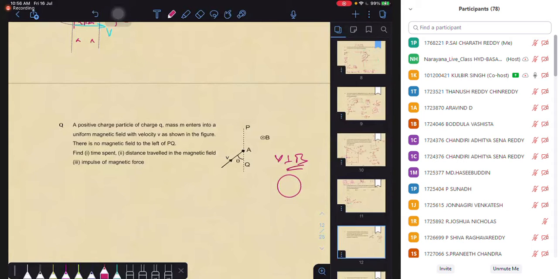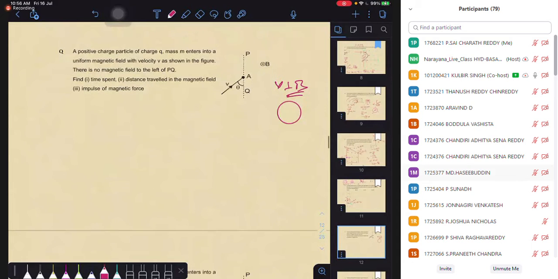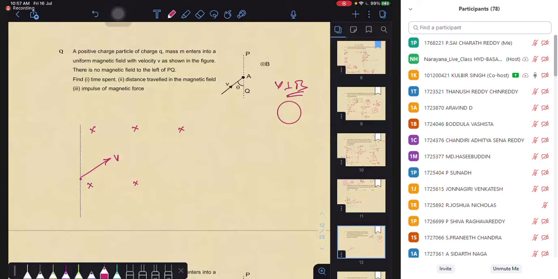So when it is going to make a circle here, the question is, where is the center of the circle? That is the important point in this question you have to understand. Where is the center? So I have a velocity. This is my velocity vector. And where is the magnetic field? The magnetic field is into the paper. On the right side, you have unlimited magnetic field, but on the left side, you don't have a magnetic field.